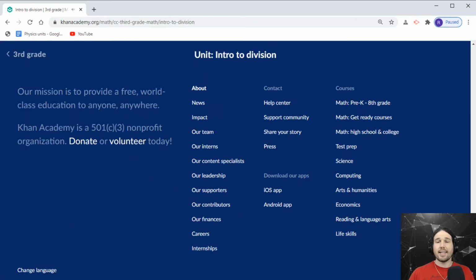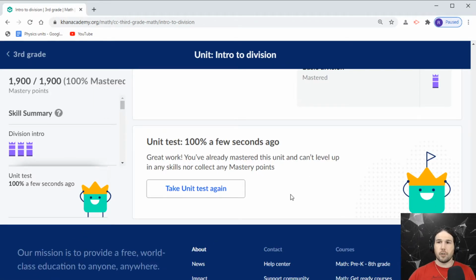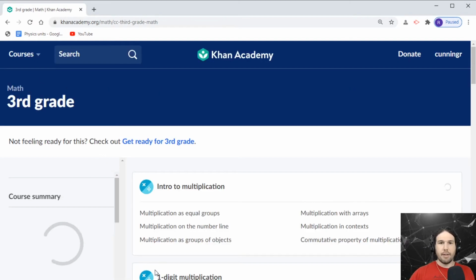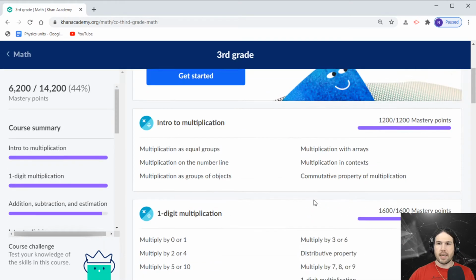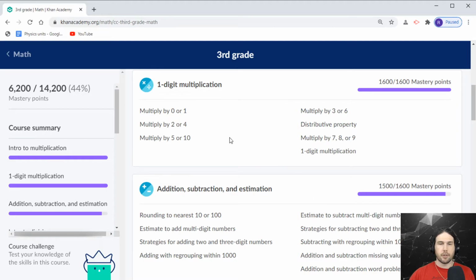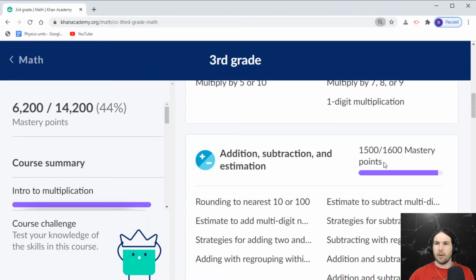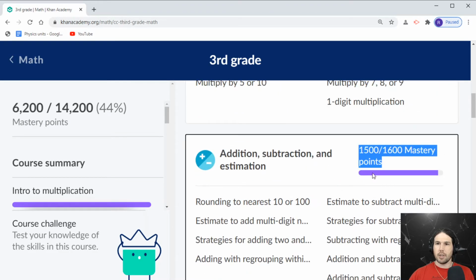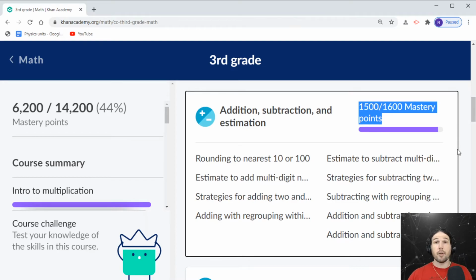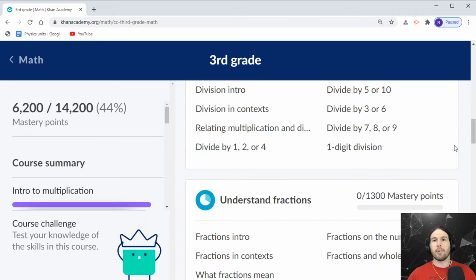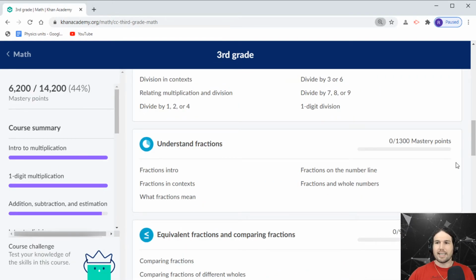So that gets us through Intro to Division. Where are we at in 3rd grade? We are 44% of the way done with 3rd grade. As you can see, we hit only 1,500 out of 1,600 on this estimation, subtraction, and addition. So we will have to make up those points at the end of 3rd grade, when I'll go through and do all of the unit tests on all of the subjects that I didn't get 100% on, just like I did last time.